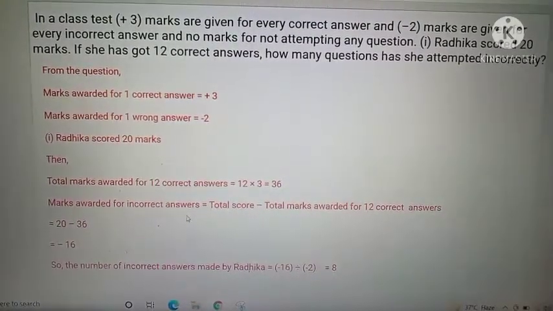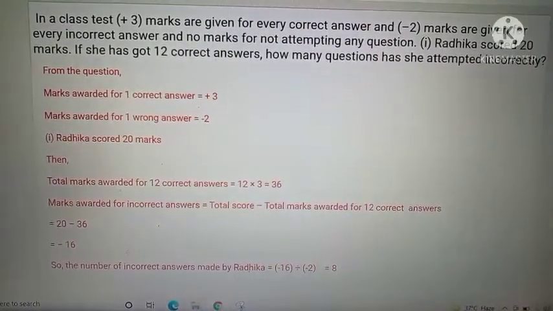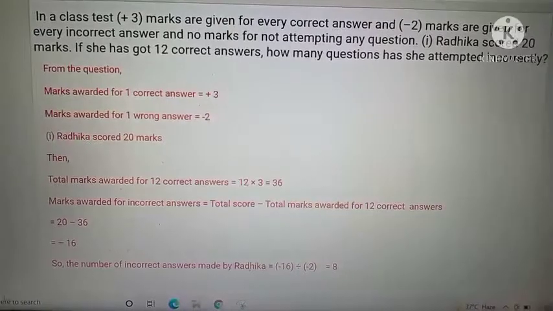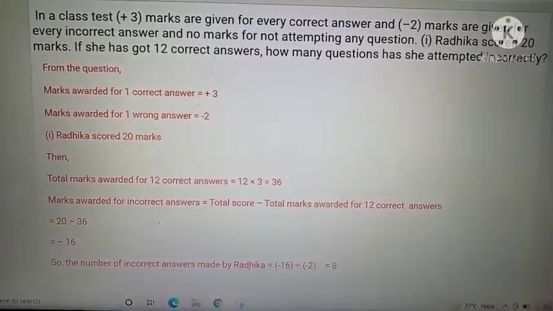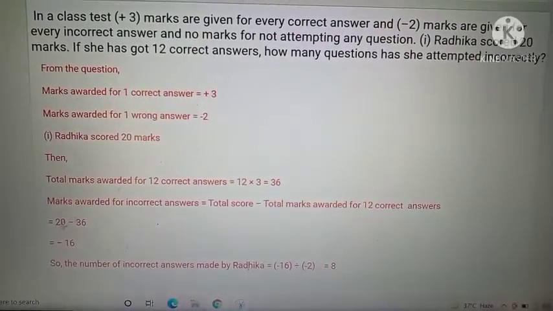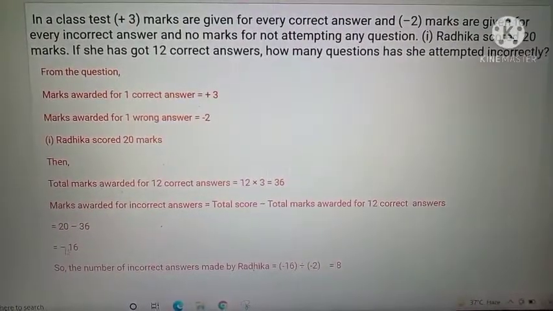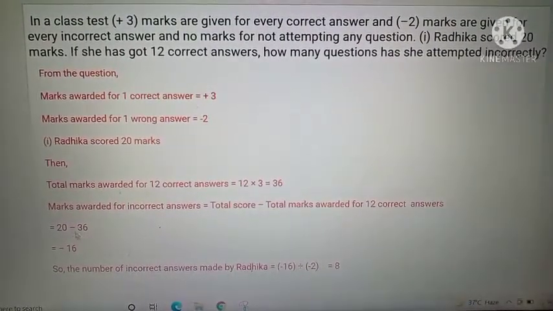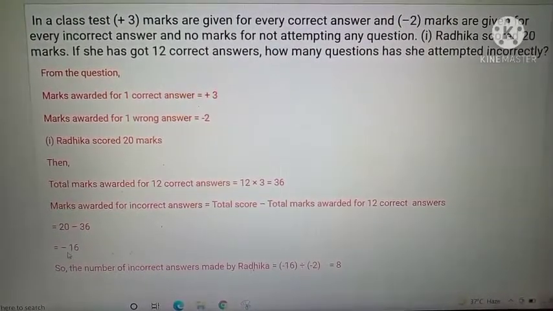Marks awarded for incorrect answers is total score minus total marks awarded for 12 correct answers. What is that? 20 minus 36. That is minus 16. When we are subtracting, we will subtract the smaller number from the bigger number and we will put the sign of the bigger number. That's why negative comes here. 36 is bigger, right? What is the sign of 36? Minus. That sign will come here.